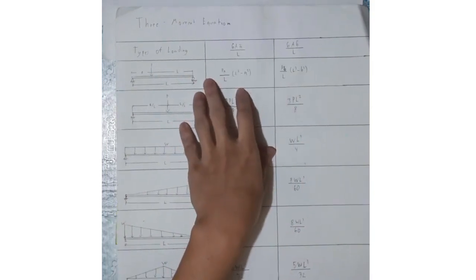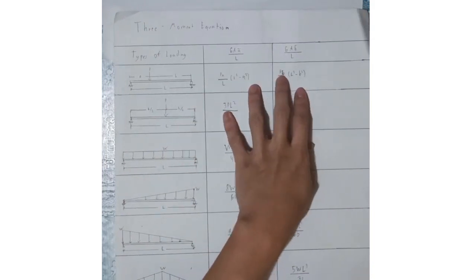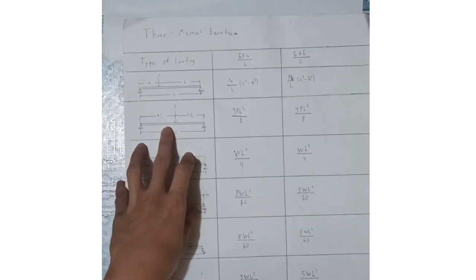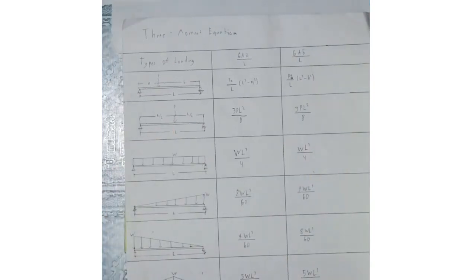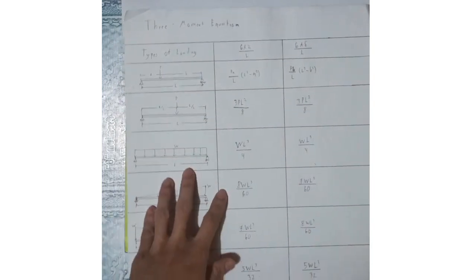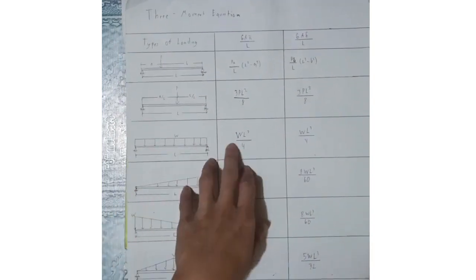Then for B, it is PB. If the concentrated load is at mid span, A and B are just replaced by L over 2, so it becomes 3PL squared over 16, for both of them. For the uniform load, it is WL cubed over 4, for both A and B.